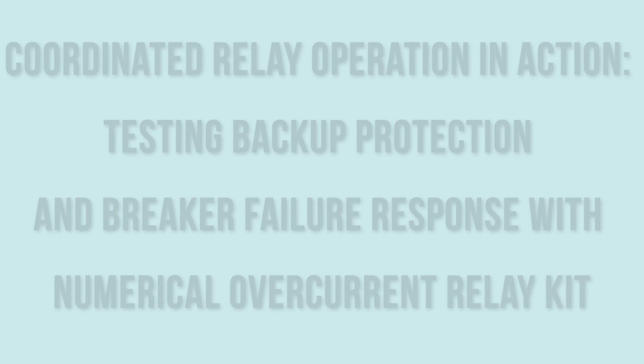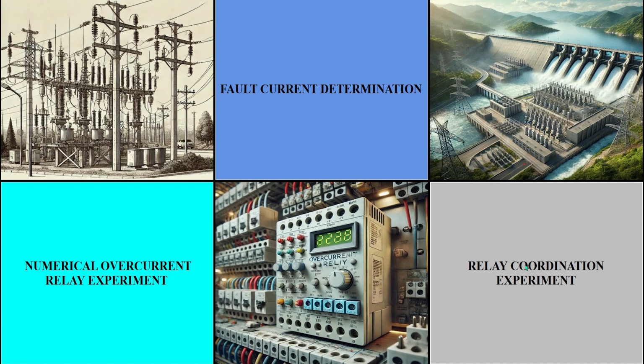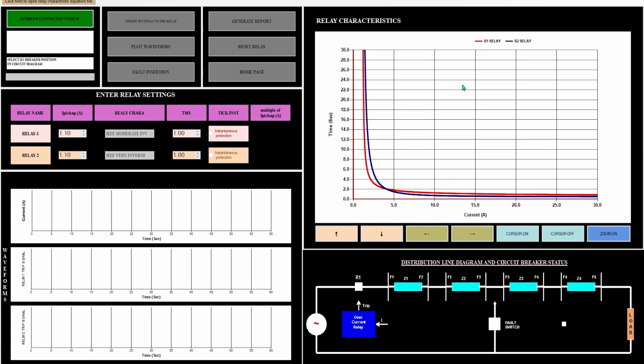Welcome to the demonstration of the relay coordination experiment using our numerical relay training kit. To begin, click on the Relay Coordination Experiment button on the main interface. Once the experiment window opens, select Establish Connection to Relay. This action initiates communication with the relay. If the communication is successful, you will receive a confirmation message and the interface will become active for further configuration.